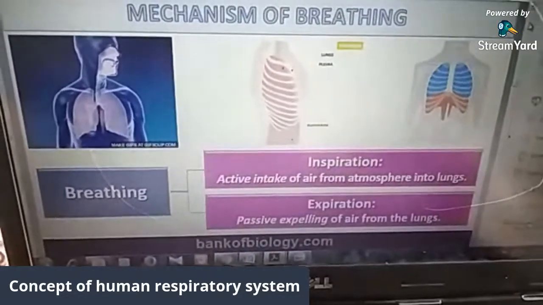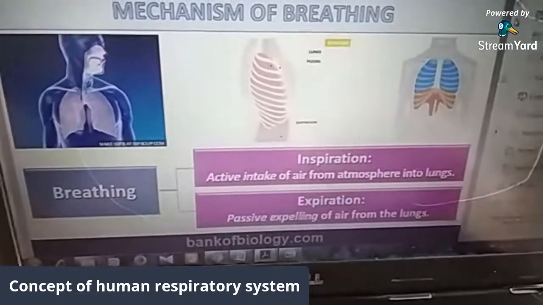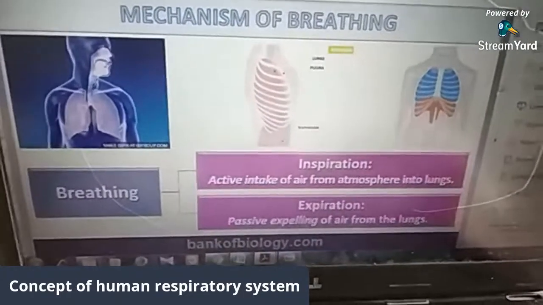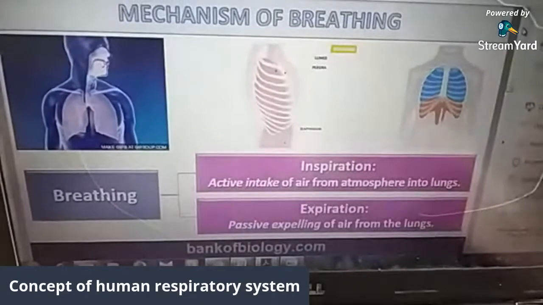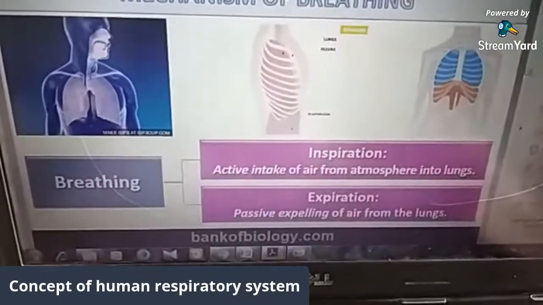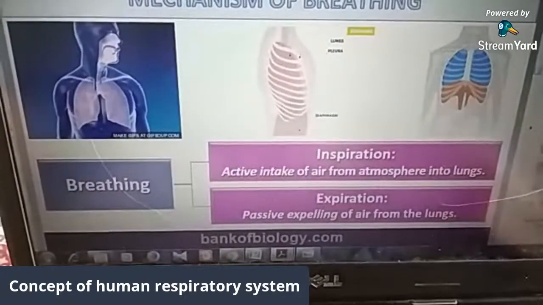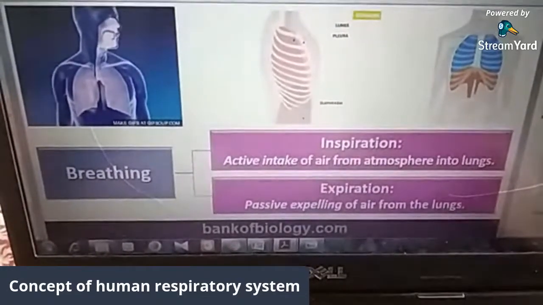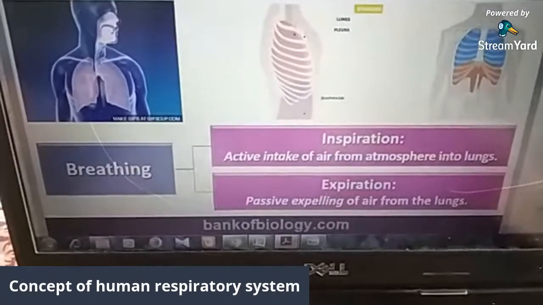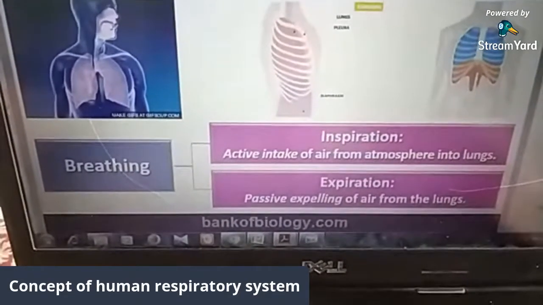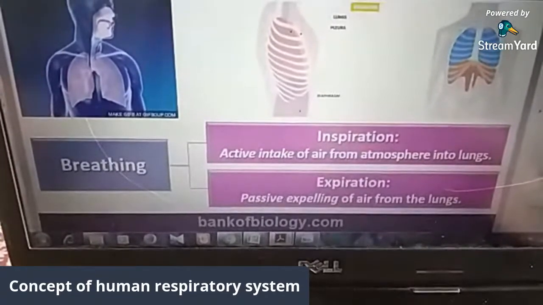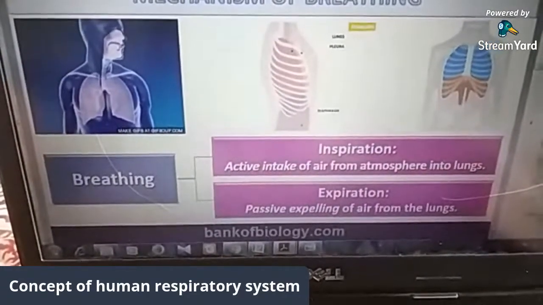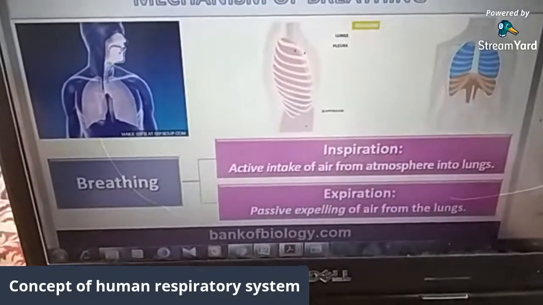Clear? Next is the expiration. This is the passive expelling of air from the lungs. It means the passive exhalation of air from the lungs area. I am repeating again because this is important for your exam: what does inspiration mean and what does expiration mean. Maximum students write the opposite thing, like in the case of inspiration they write that this is the active exhalation of air, not like this. Inspiration means the active intake of air, active inhalation of air, from the atmosphere into lungs, and expiration means the passive expelling of air from the lungs. Clear?